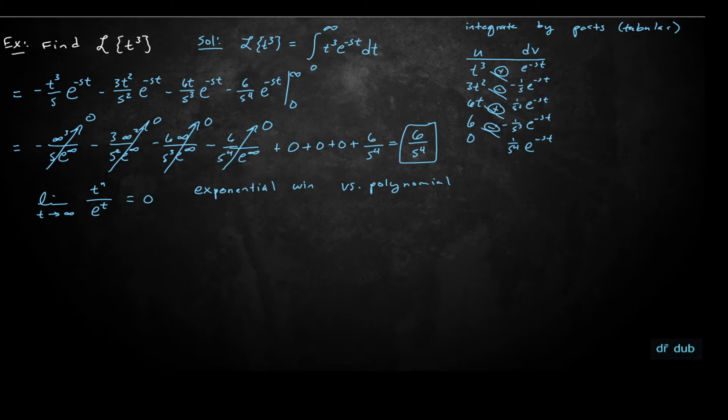So you could prove that with induction or something like that if you wanted to show that the exponential would win. It's basically like a repeated use of L'Hopital's rule n times. But the exponential is going to win, so it's going to go to 0 every time. So those first 4 terms are 0. All right, so that is our first Laplace transform example.